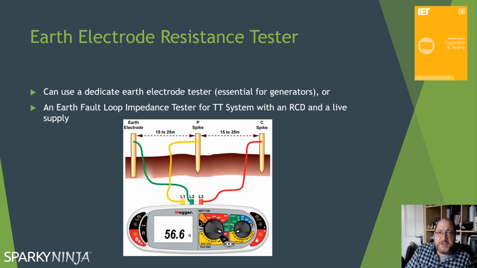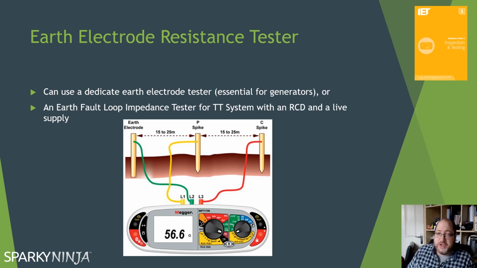An earth electrode resistance tester uses a dedicated earth electrode tester, which is essential for generators. Or if we have a TT system and there is an RCD on the supply and the supply is energized, then we can use the earth full loop impedance setting to do a Ze test on the origin side. But if there is no supply, or you're on a generator out in the middle of the sticks, you'll need to have a dedicated earth electrode tester, where you'll be planting a potential electrode and a current electrode in the ground and measuring in between the points.